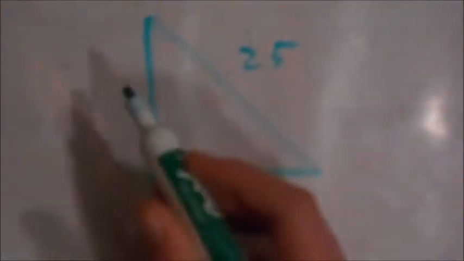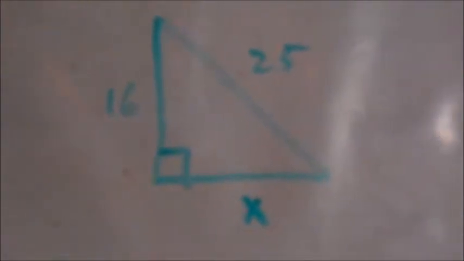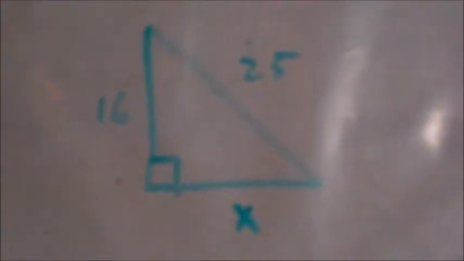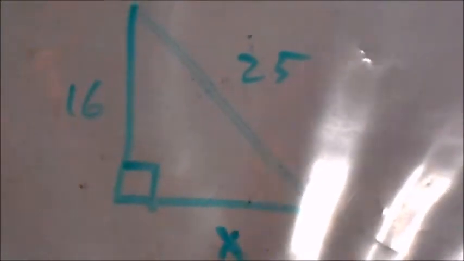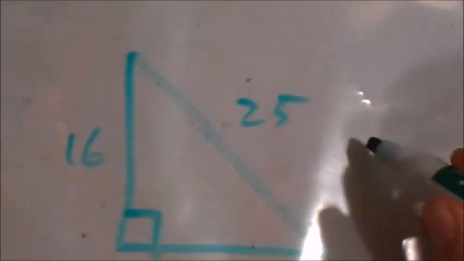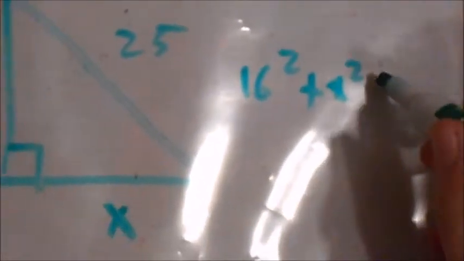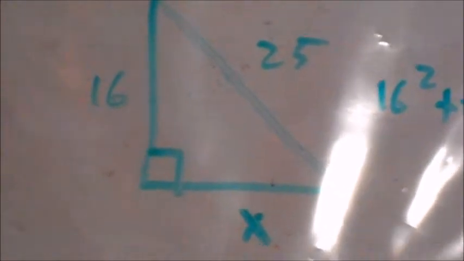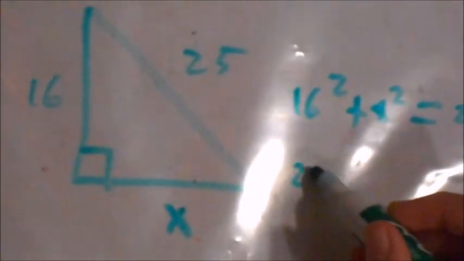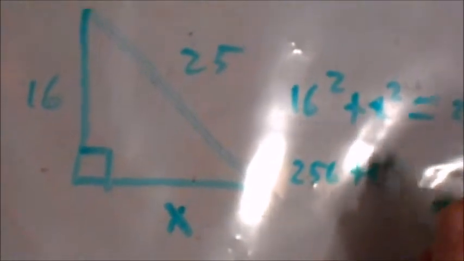So if I know that C is 25 and B is 16 and this is blank, then I can use the same theorem to go through this equation. Alright, now let's make our equation. We have 16 squared, that's A, plus x squared, that's B, unknown this time, equals 25 squared, C. So this is 256 plus x squared equals 625, because that's 25 squared.